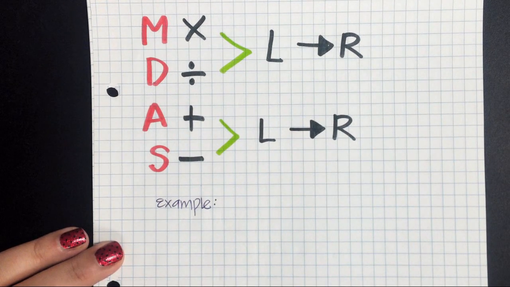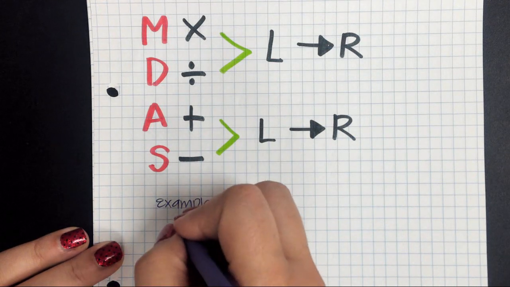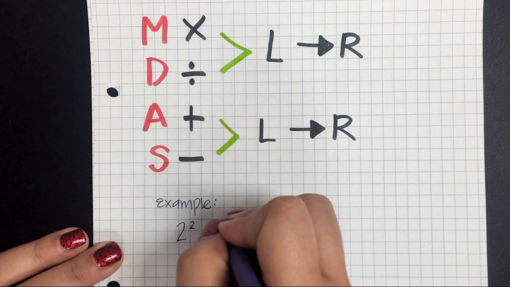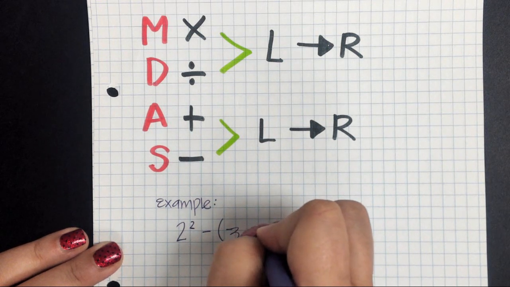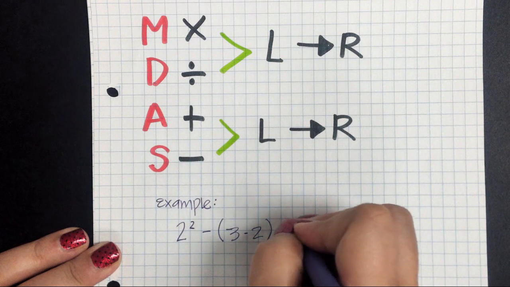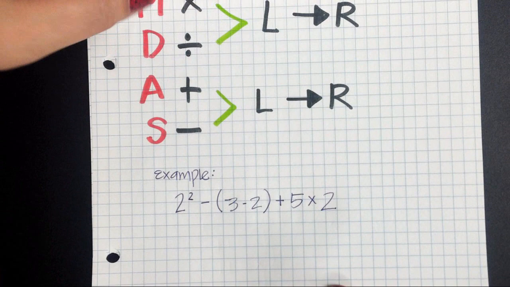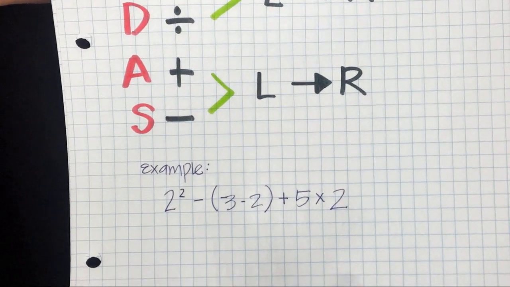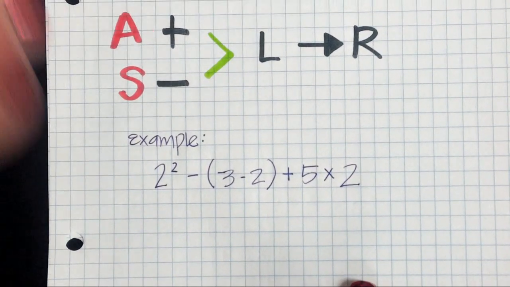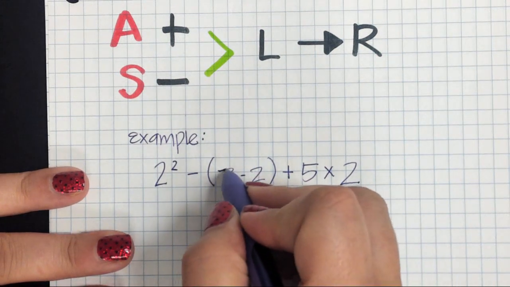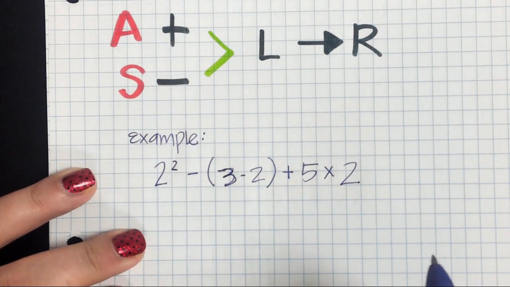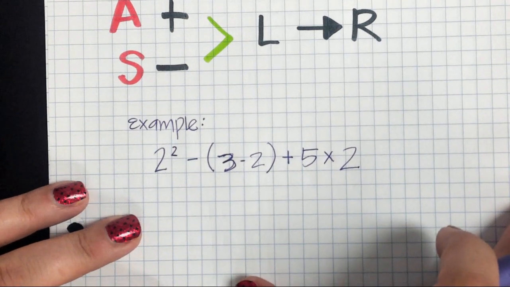Ms. Hayes, will you read that example to me? I don't remember what I wrote down last period. Two to the second power minus, parentheses, 3 minus 2, parentheses, plus 5 times 2. Thank you. So we're going to do this example together. Let me zoom in just a little bit so you can see. So we have 2 to the second power minus, in parentheses, 3 minus 2, plus 5 times 2.